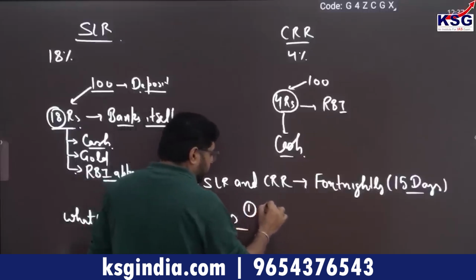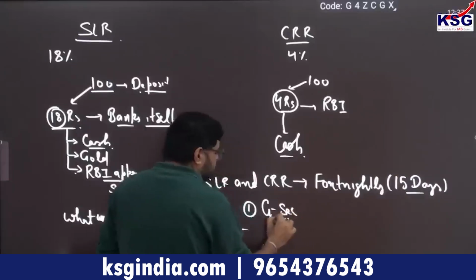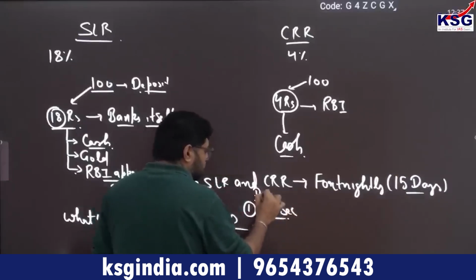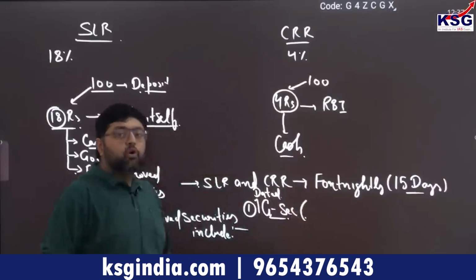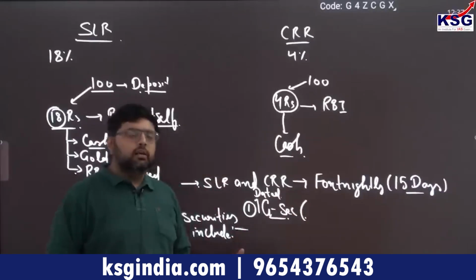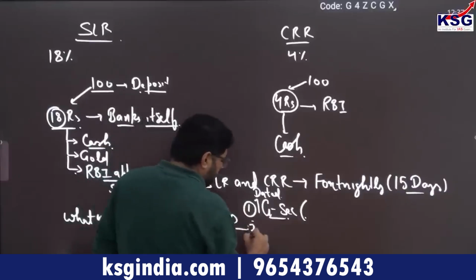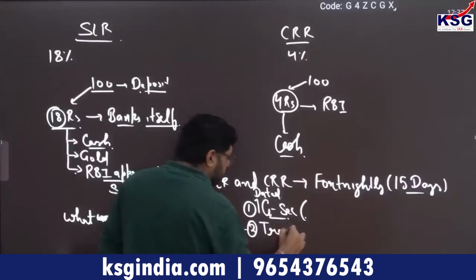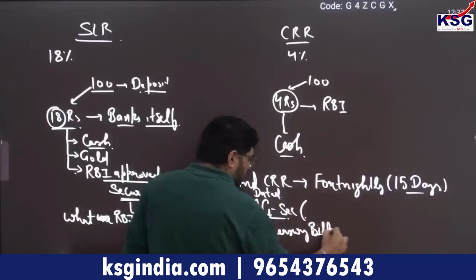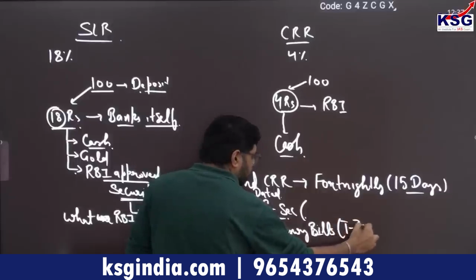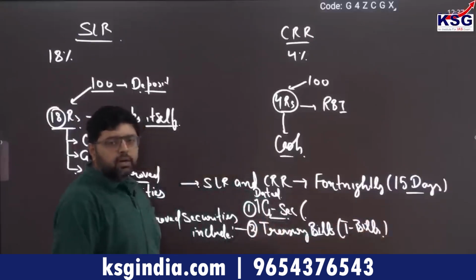If you see RBI approved securities, although we'll talk about these things in detail in capital market and money market, first there are government securities, or you can say dated government securities. Whenever the government needs borrowing for the long term, meaning more than 1 year, it issues dated government securities. Similarly, there are treasury bills, in short T-bills.